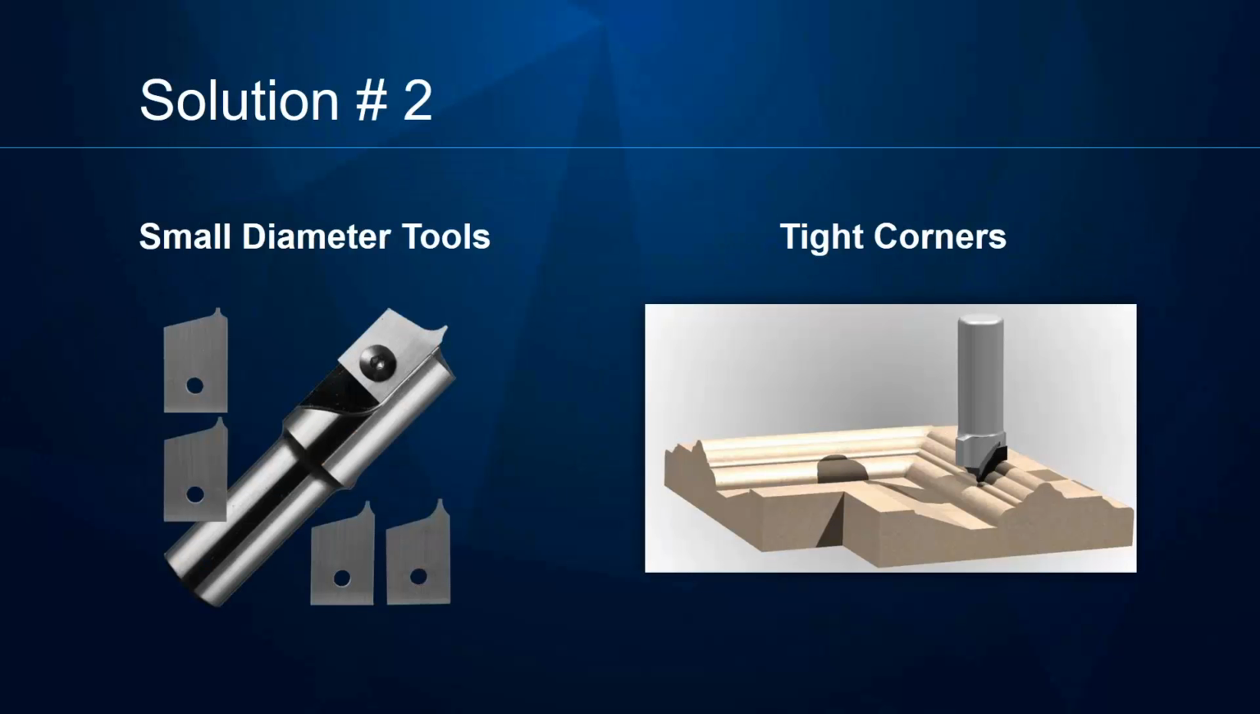Now, the second solution would be the small diameter tools that we showed you. The image on the right shows you an MDF door with an applied molding. And with a series of these small diameter carbide tools, you can essentially produce an applied molding door with a number of tools with very, very tight corners.